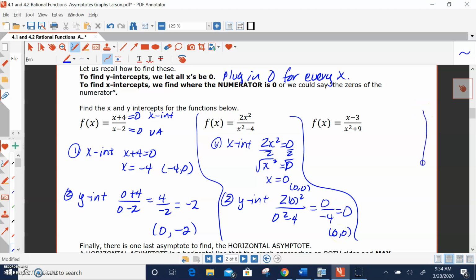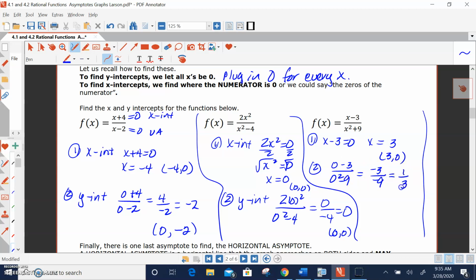Okay, finally the last one. X-intercept, we set the numerator to 0 and solve it. When I solve that, I get x equals 3. So I have an x-intercept at 3, 0. And for the y-intercept, I'll put a 0 everywhere I have an x. So I'll get a negative 3 on the top, negative 9 on the bottom. When I reduce that, I get 1/3. So the y-intercept, remember, has a 0 in the x position, 0, 1/3.